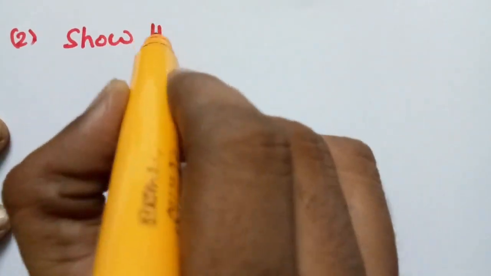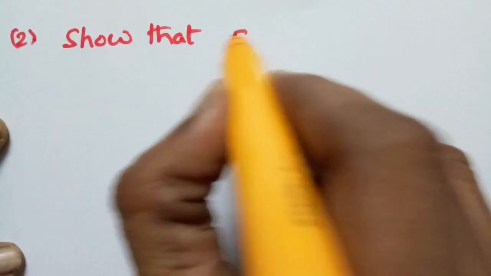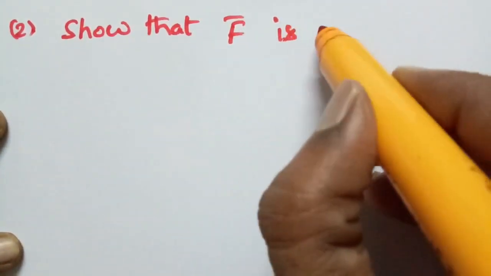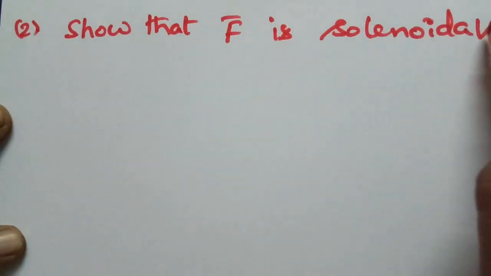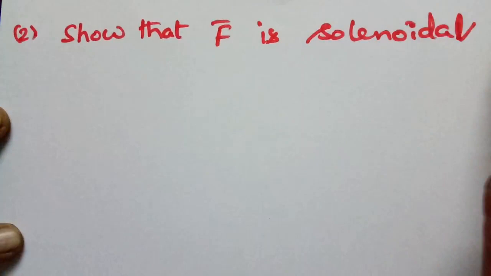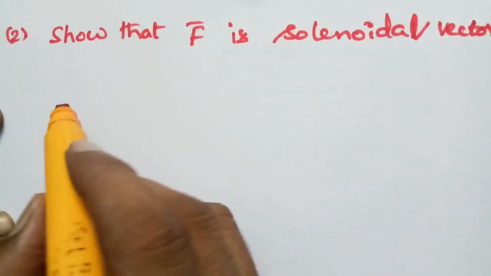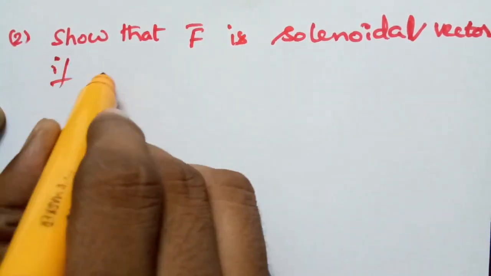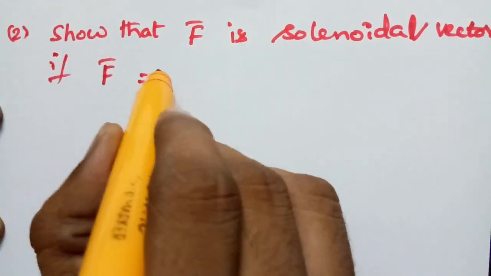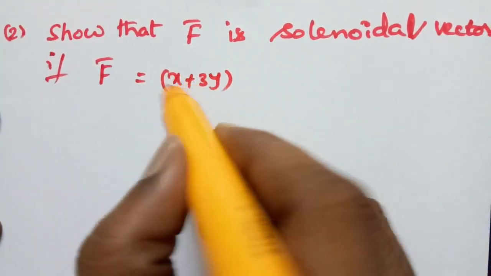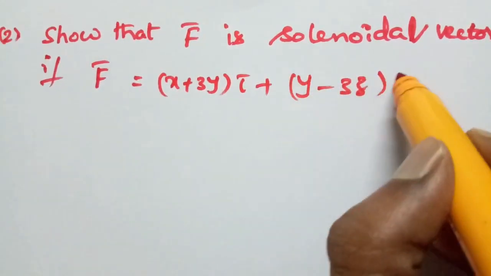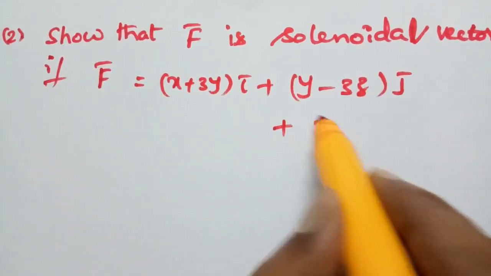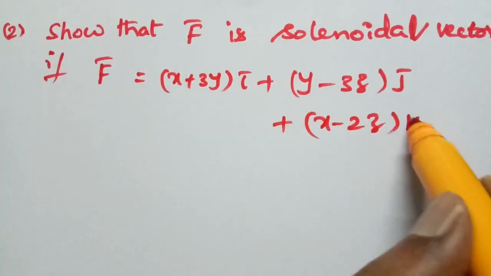Second one, show that f bar vector is solenoidal vector if f bar is equal to x plus 3y i bar plus y minus 3z j bar plus x minus 2z k bar.